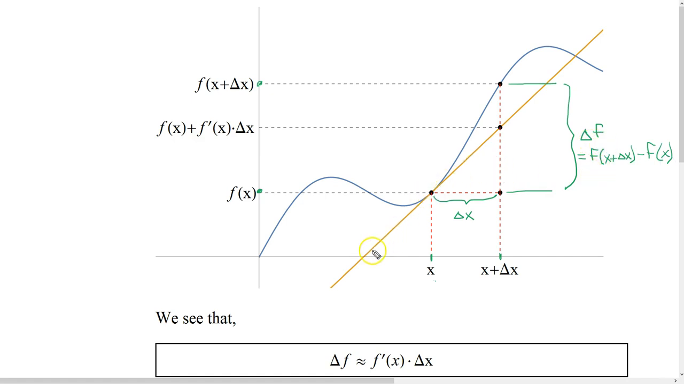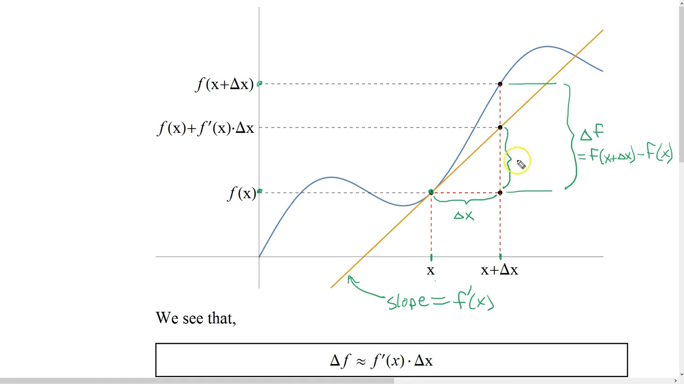Now consider this tangent line right here. This tangent line is passing through the point x, f of x. The slope of this line is equal to the derivative of our function at x. So that will be simply f prime of x. So this distance right here, that is going to be f prime of x times our change in x.